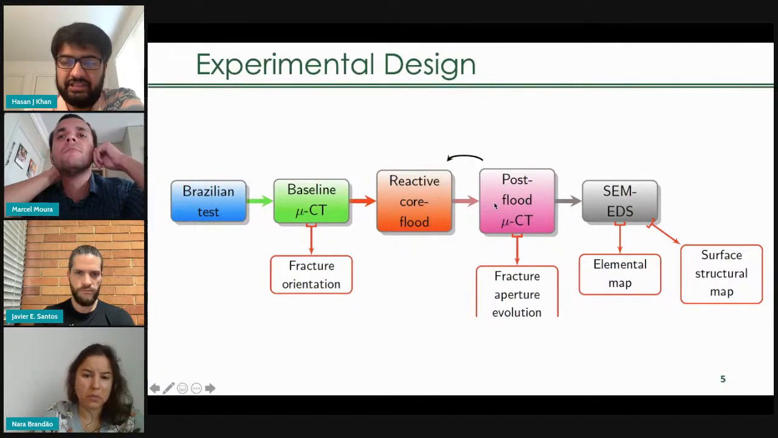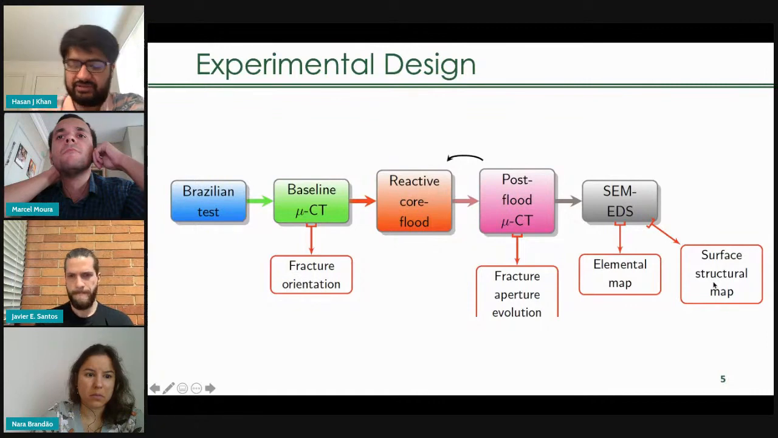The difference between these 2 CT scans gives us the change in the fracture aperture, like how the fracture aperture evolves due to the acid injection. And we reiterate this process until we have the desired amount of fluid pumped through. Finally, we conduct SEM and EDS on the fracture surface. And from that, we are able to generate the elemental map as well as the surface structural map.